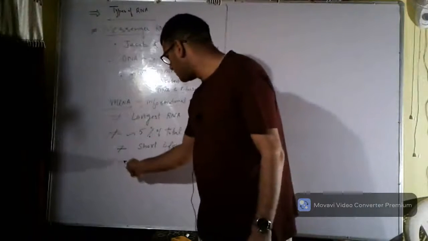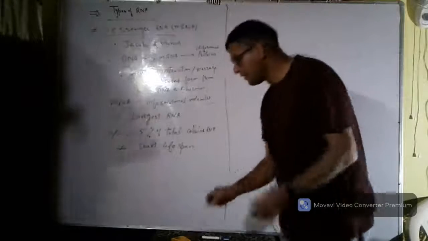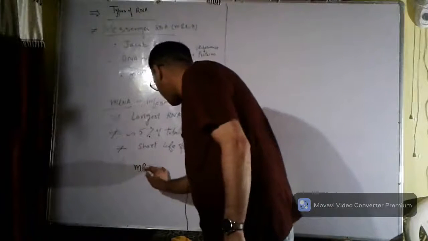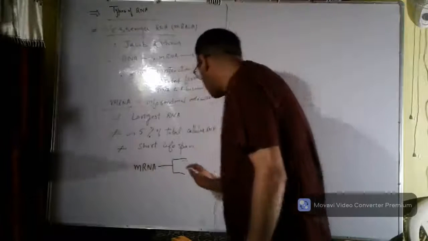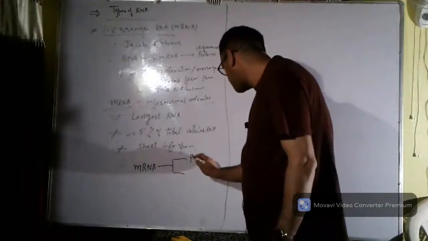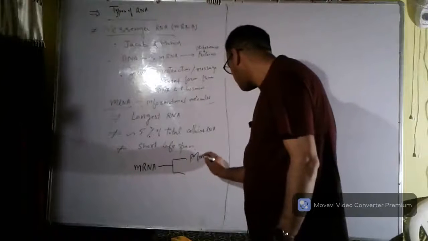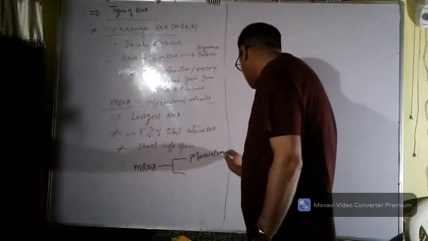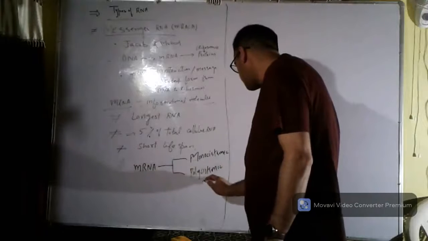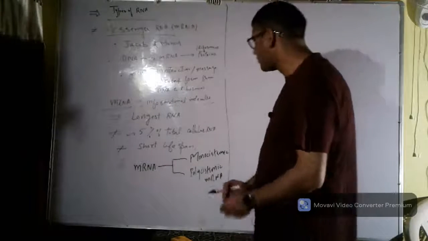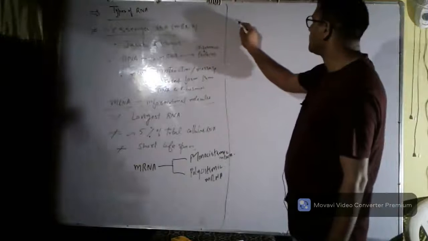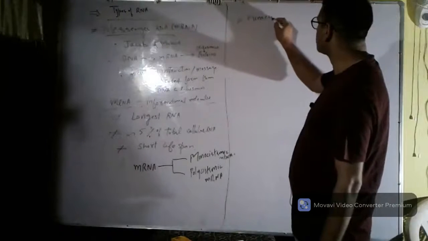And then we have two types of mRNAs. One is called monocistronic mRNA and the other polycistronic mRNA. So we have monocistronic mRNA and polycistronic mRNA. What is monocistronic mRNA?